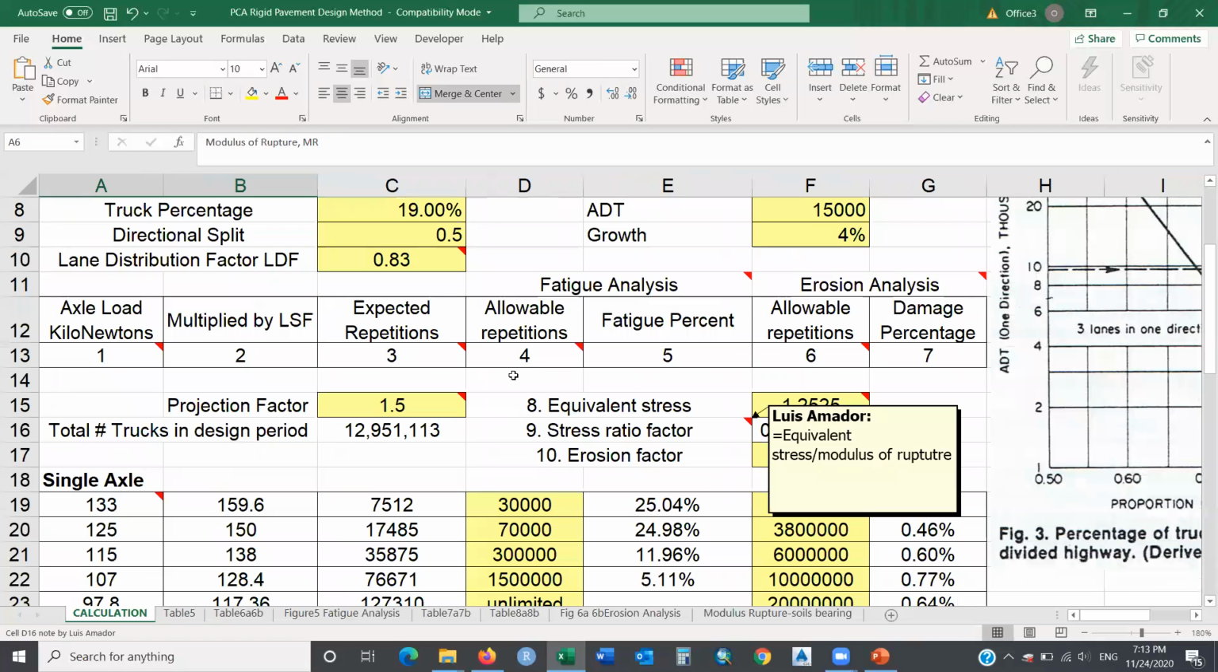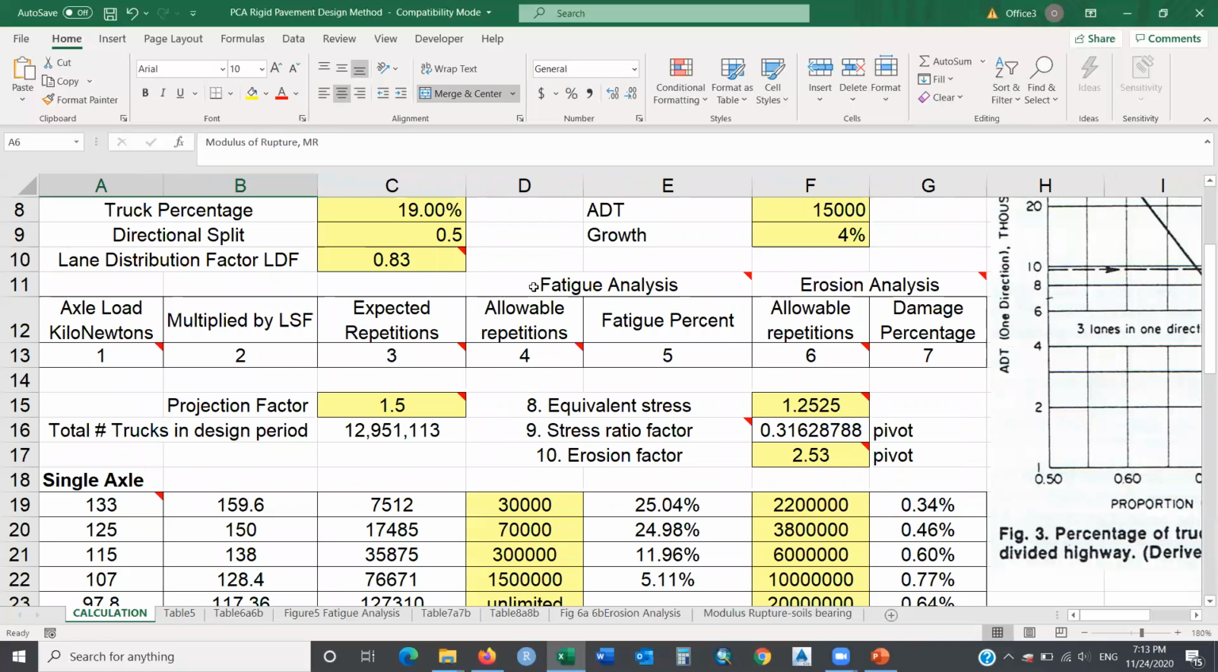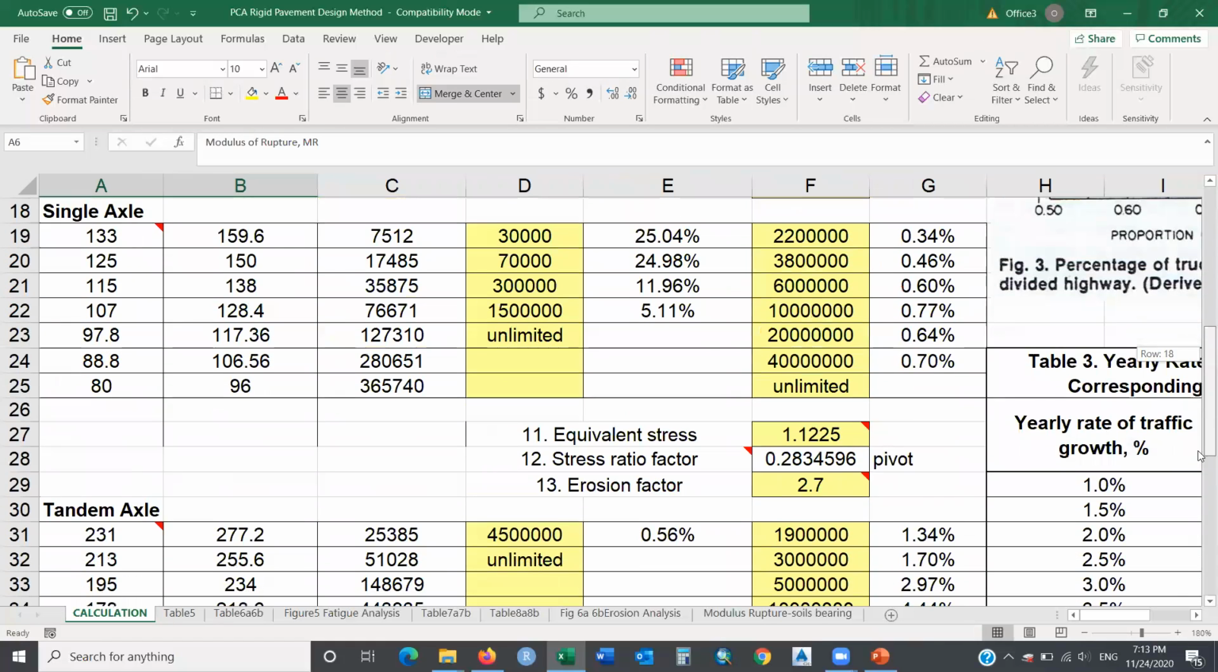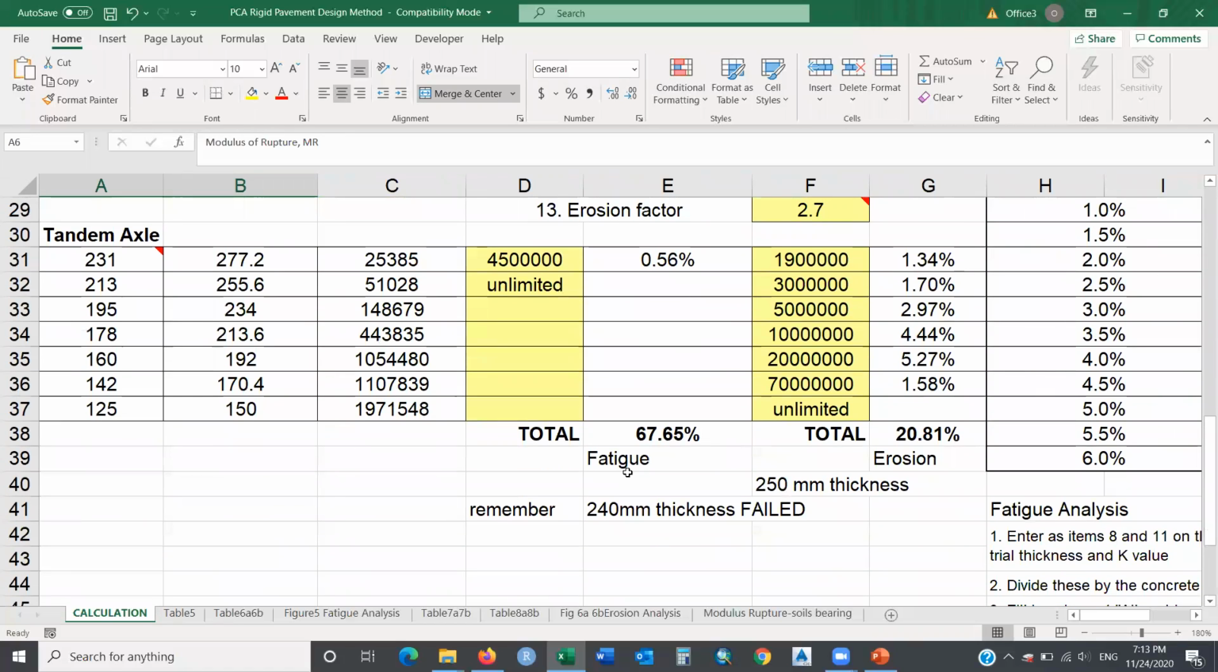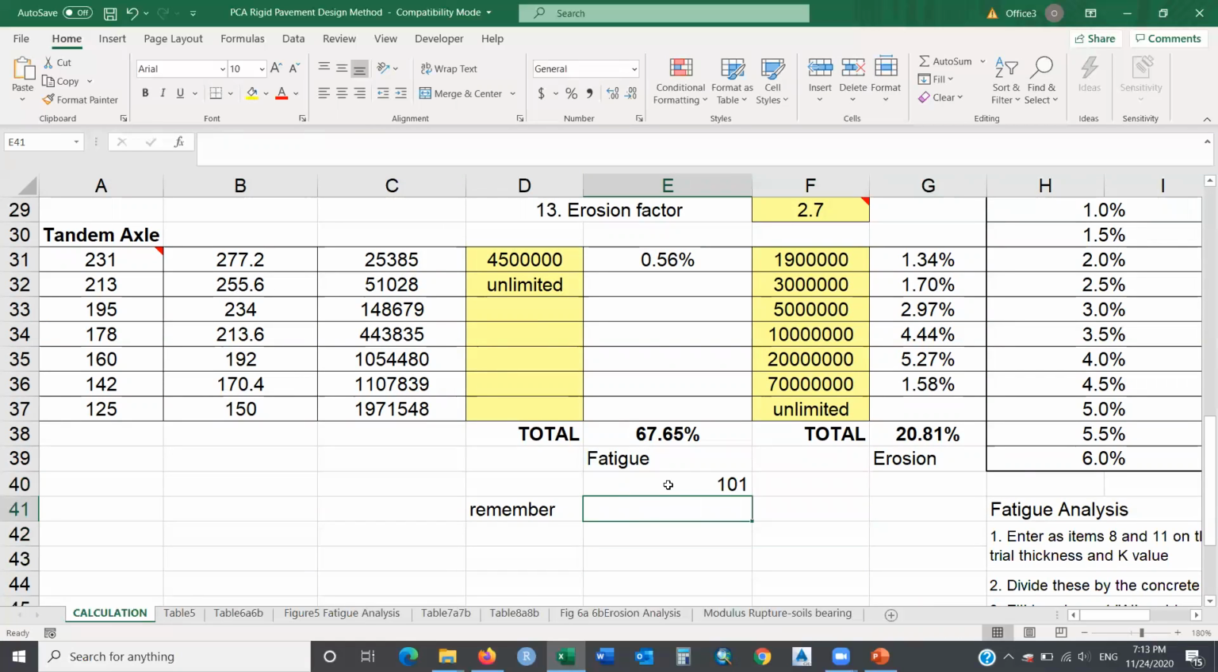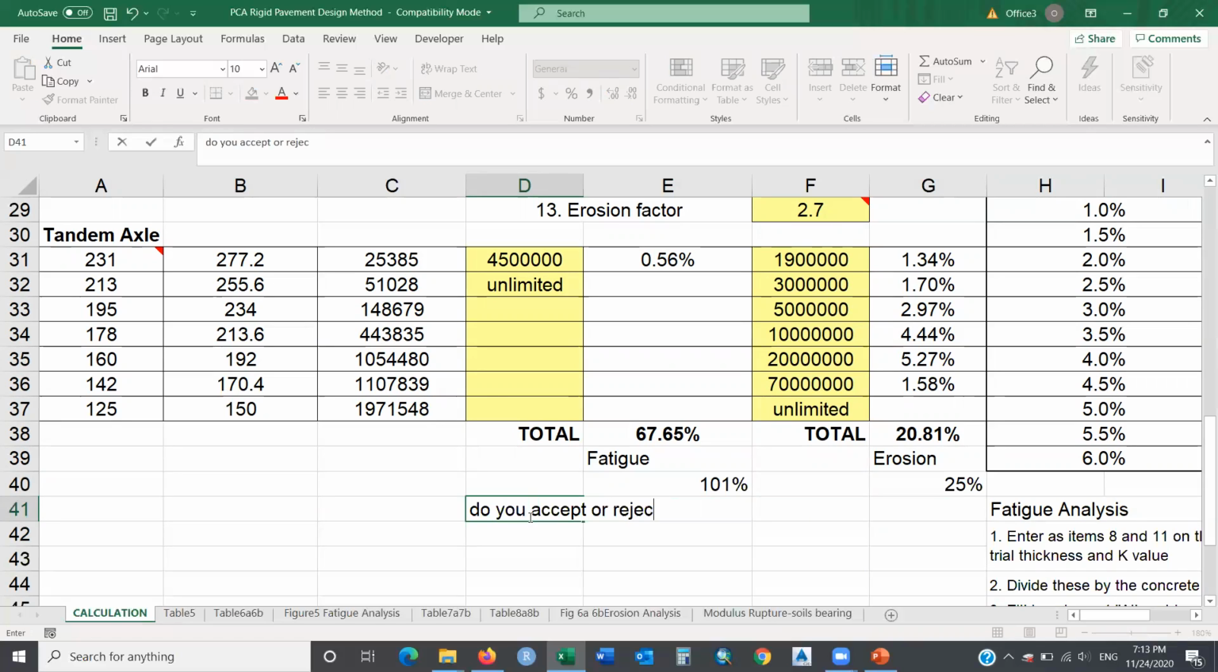Okay, I can do another example, but I think the method is repetitive and I already did like four or five of these by iterating between the thicknesses. Now, what will happen? Let's imagine these percentages are 101% here and 25% there. Do you accept or reject the design?